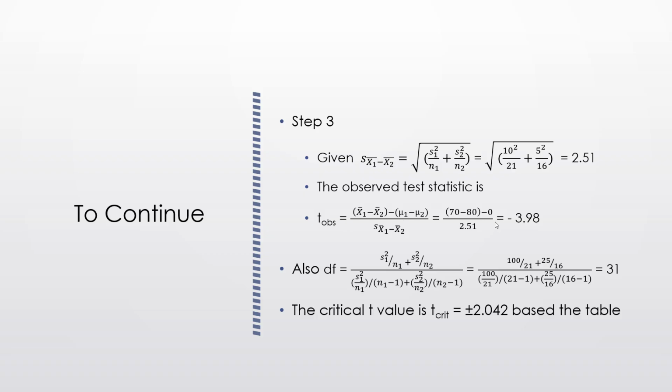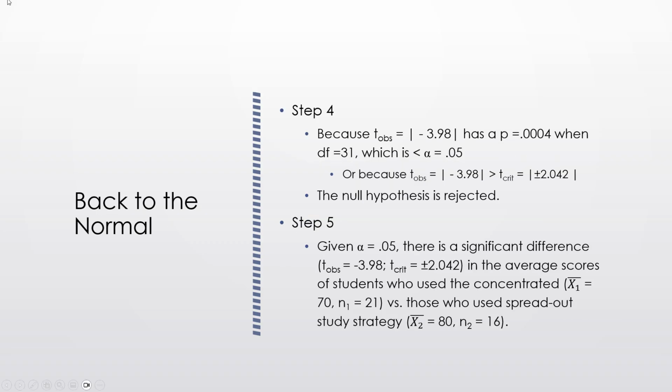The observed t-value is negative 3.98 with p equals 0.0004. The critical value for degrees of freedom 31 at alpha equals 0.05 is plus or minus 2.04. Again, the decision is to reject the null hypothesis.